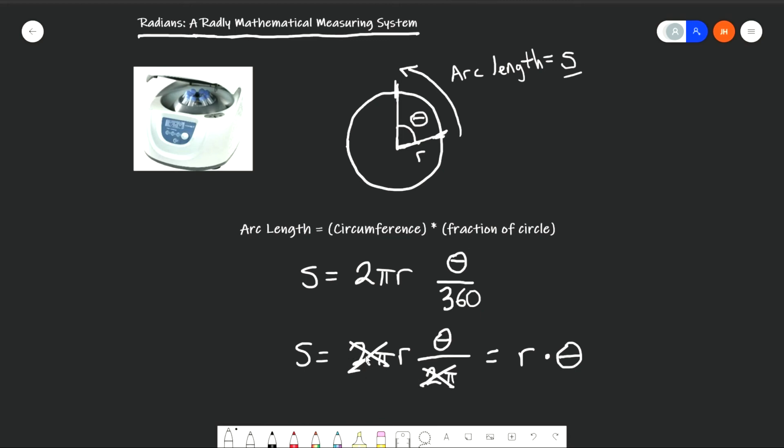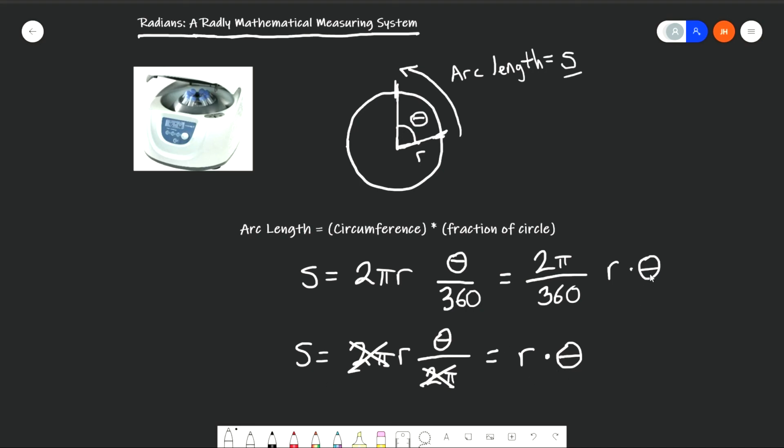This is due to literally the way that we've defined radian measurement in terms of the circumference. On the other hand, if you look back at our degrees, what we have is 2 pi over 360 as kind of like a coefficient, right? This is just a constant. And then we have the radius times theta.